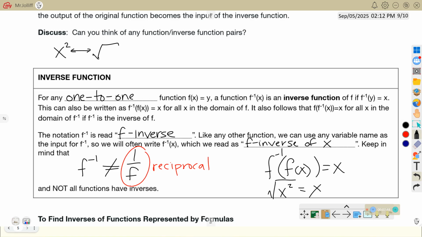Exactly like f of g of x, except now f of x is the f inverse and g of x is f. Yeah, it's a function inside another function. Nested functions, yeah.